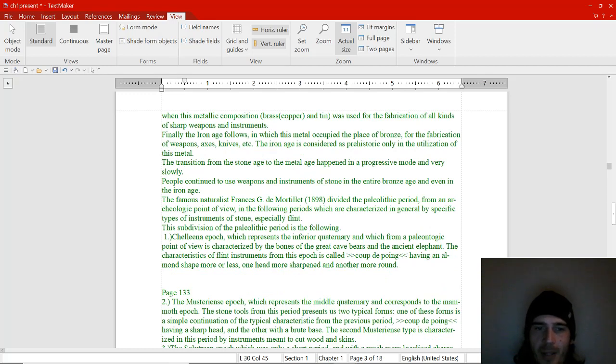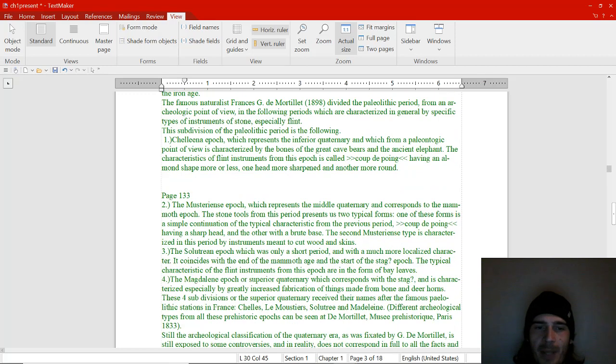The first epoch is called the Celina epoch, which represents the inferior quaternary and which, from a paleontologic point of view, is characterized by the bones of the great cave bears and the ancient elephant. The characteristic of flint instruments from this epoch is called coupe de poing, having an almond shape more or less, one head more sharpened and another more round. Page 133.